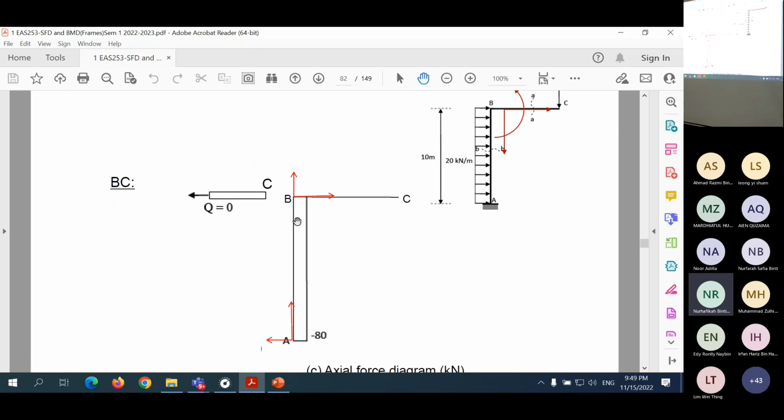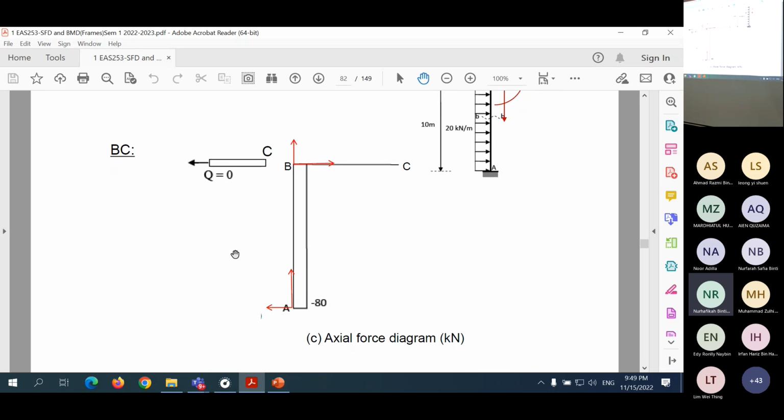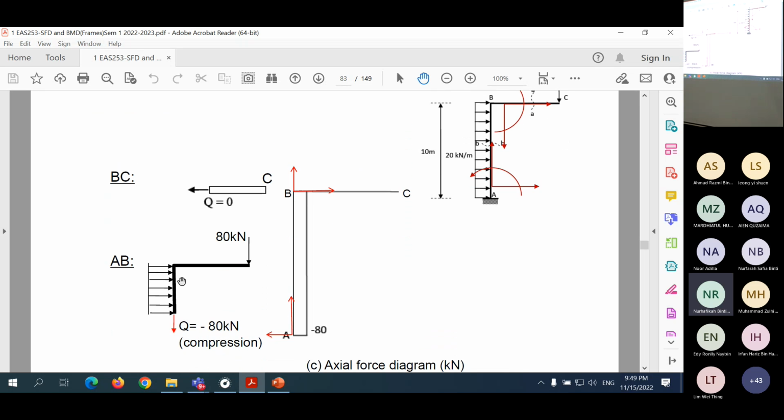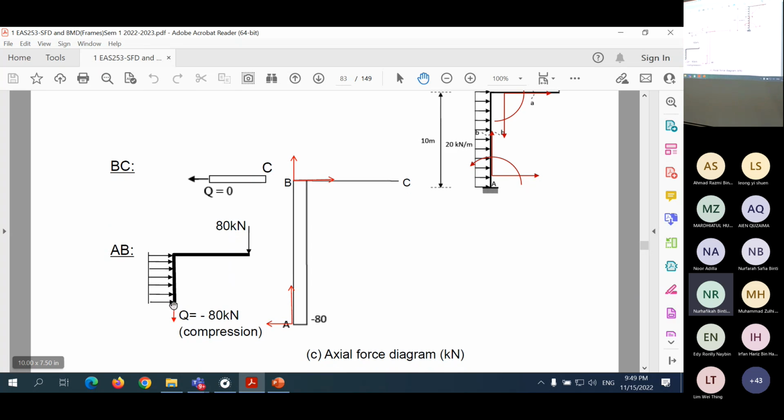For member BC, no axial force. And for member AB, we make use of this free body diagram. This is a positive shear, positive axial force direction. And from the equilibrium equations in the y direction, you get Q is equal to negative 80.